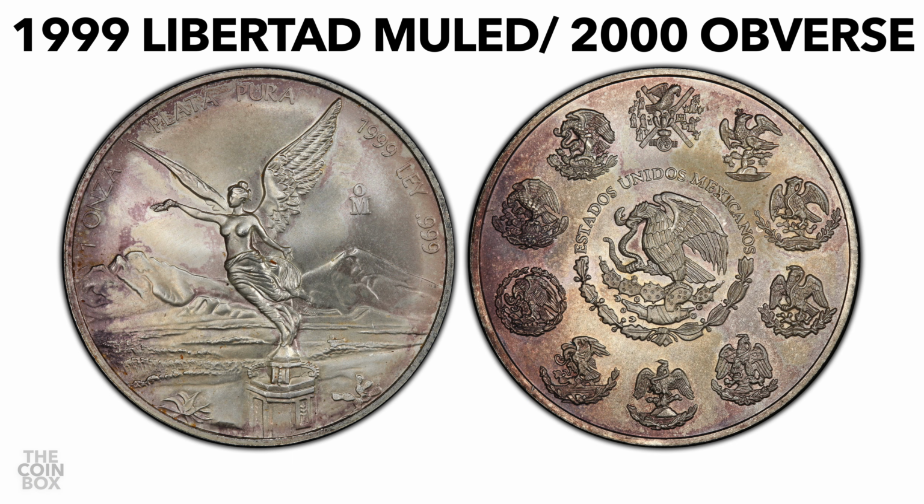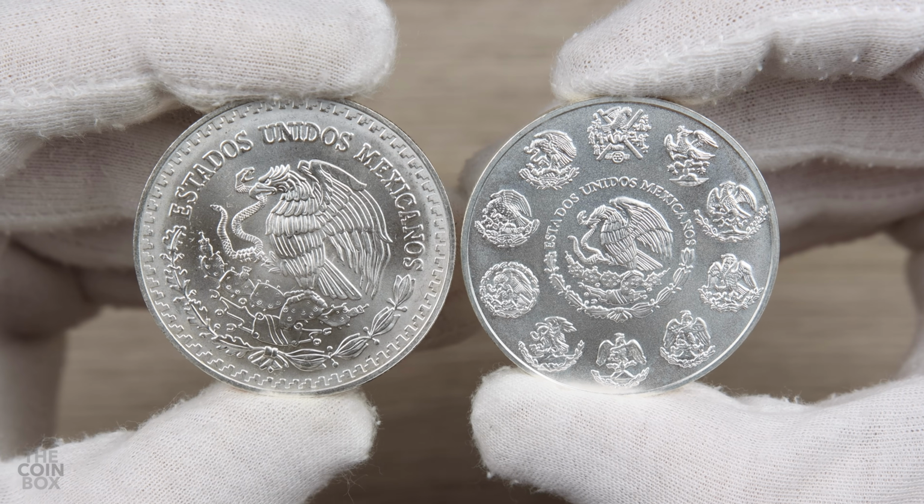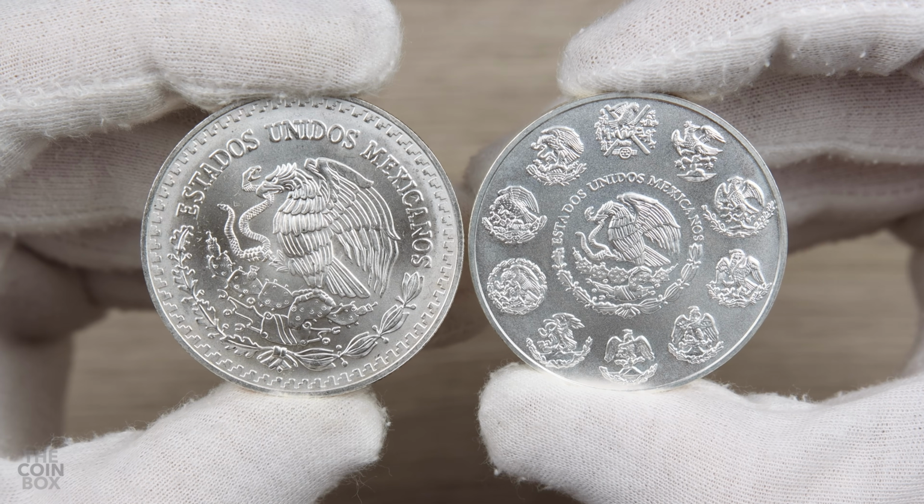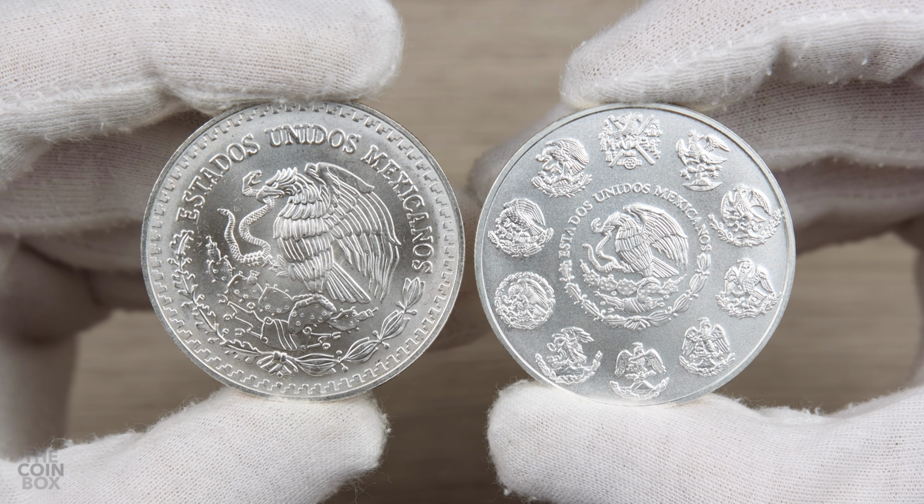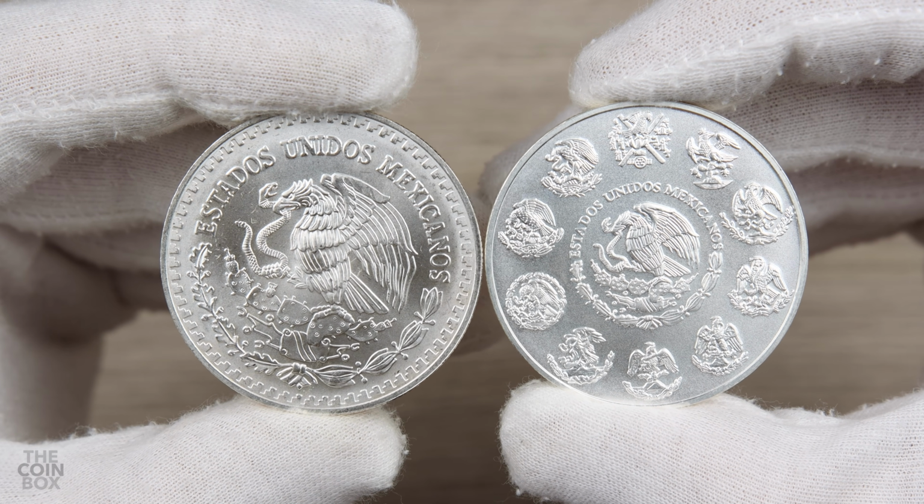Another high-profile Mexico mule coin is the 1999 Libertad with a 2000 obverse, one of which sold for $7,000 several years ago. I think more recent sales have gone for around $3,000. In the year 2000, the obverse of the Libertad series was updated to show not only the current coat of arms, but 10 other versions as well.